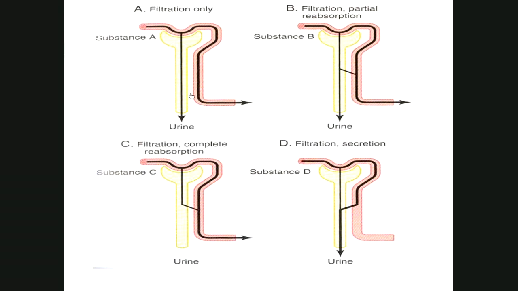The other material is called substance C. We have filtration of this substance. All of this substance C becomes filtered and we cannot see any of this substance C in the urine. And the other material is like substance D. We have filtration. Besides filtration, we have secretion of this material from the blood vessels to the renal tubules. So the amount of this substance in the urine is much more than this amount in the Bowman's capsule. So we have different materials with different destiny in our kidney tube.